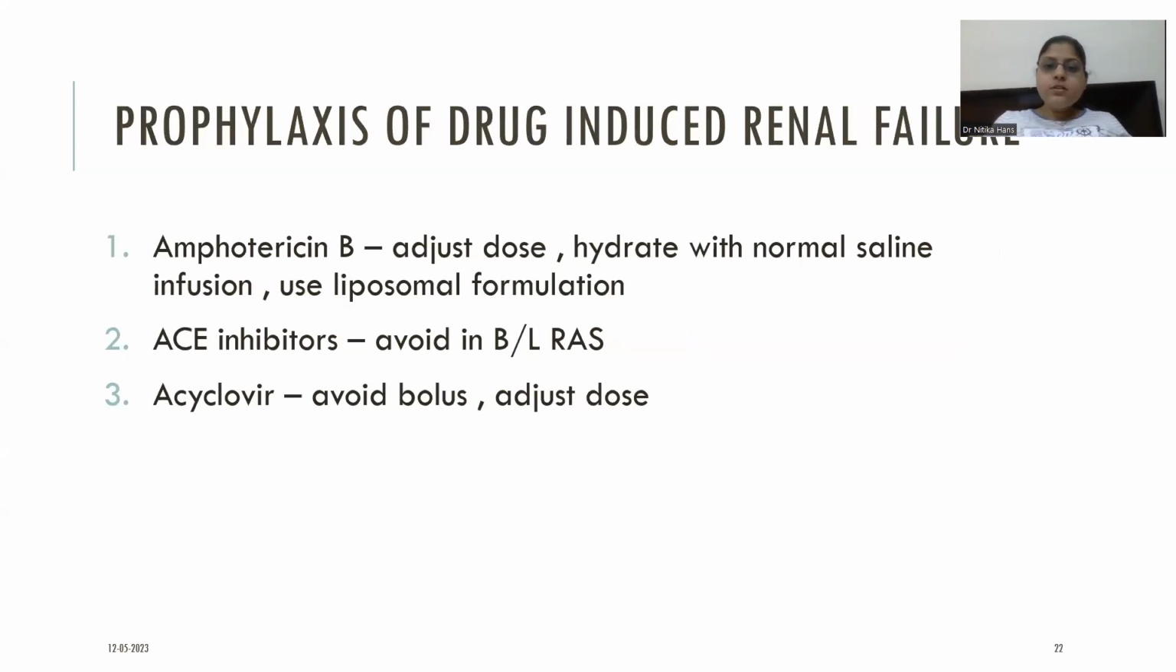Now, prophylaxis of drug-induced renal failure. For amphotericin B, we have to adjust the dose, hydrate with normal saline infusion, and use liposomal formulation. Amphotericin B is an antifungal drug. We have to give the dose in low quantity, or we can hydrate with normal saline, and we can use the liposomal formulations. ACE inhibitors are avoided in bilateral renal artery stenosis. For acyclovir, we have to avoid the bolus. Bolus injection of acyclovir is not given. We have to adjust the dose.